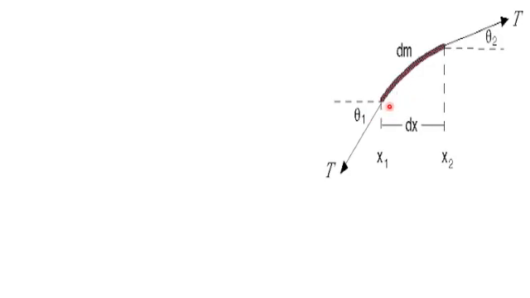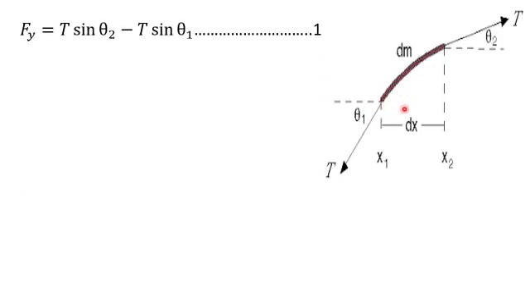So from this particular figure we can say that F_y is equal to T sine theta 2 minus T sine theta 1, which is giving us the net force acting on the string.